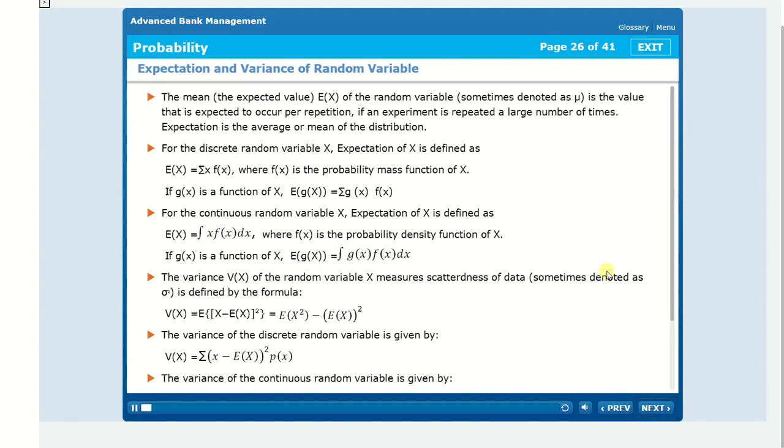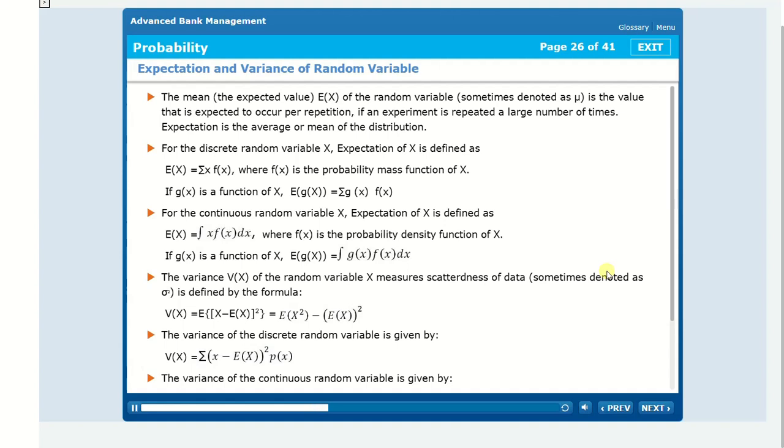Expectation and variance of a random variable. The mean E of X of the random variable is the value that is expected to occur per repetition if an experiment is repeated a large number of times. Expectation is the average or mean of the distribution. For the discrete random variable x, expectation of x is defined as E of x equal to the sum of x f of x, where f of x is the probability mass function of x.